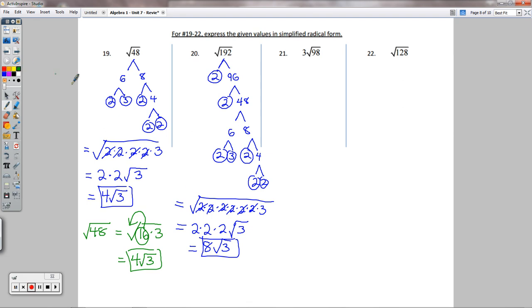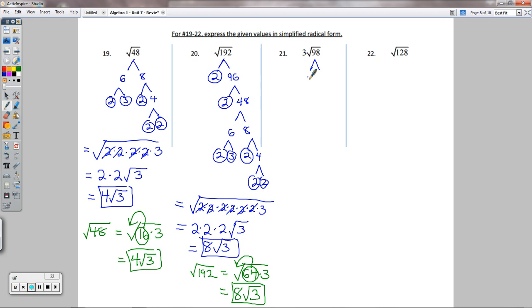If you use the GPS way, the greatest perfect square way, the square root of 192, the greatest perfect square that divides evenly into that is 64. So you could take out 64, the square root of 64 is 8. That would get you the same answer there. So just 2 different ways to do the same thing.